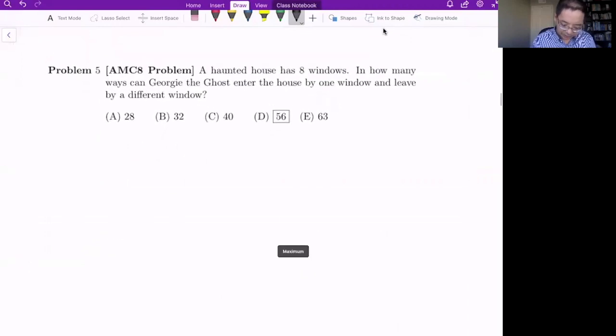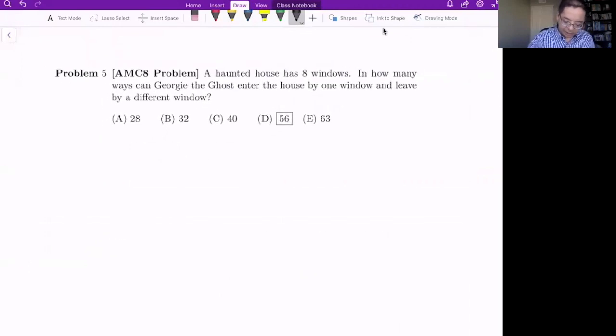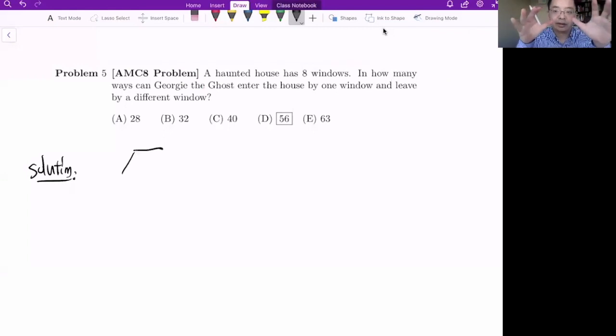All right, problem number 5. There's a haunted house that has 8 windows. George the ghost has this rule: he enters the house by one window, then leaves by a different window. The question is, how many different ways can he do that?